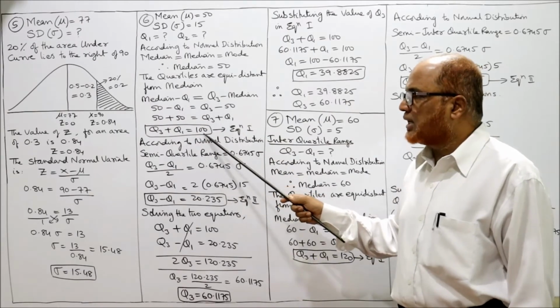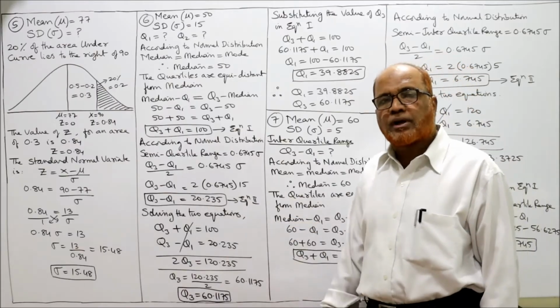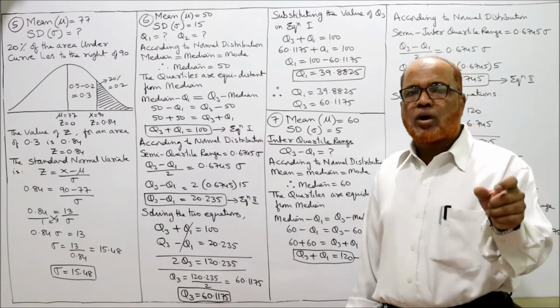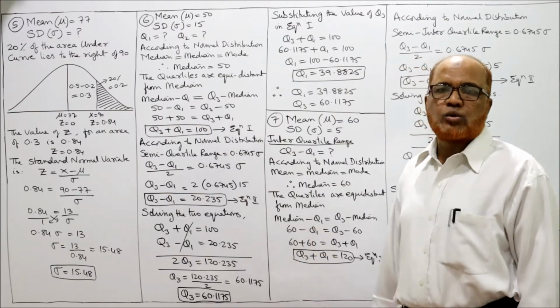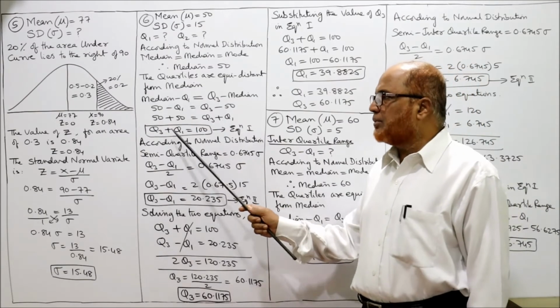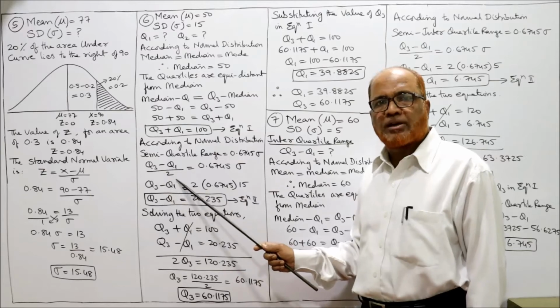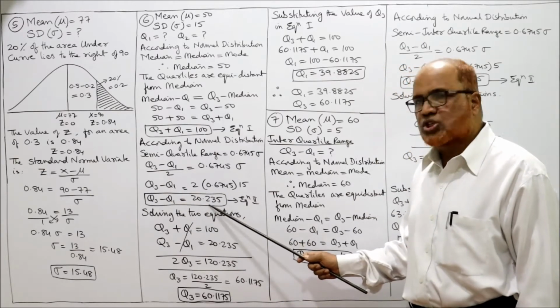Using this property, we get one equation. And the second property you remember: semi-interquartile range is equal to 0.6745 into standard deviation. And the formula for semi-interquartile range is Q3 minus Q1 by 2. By using this we got another equation.